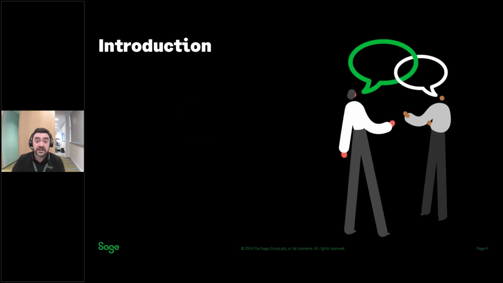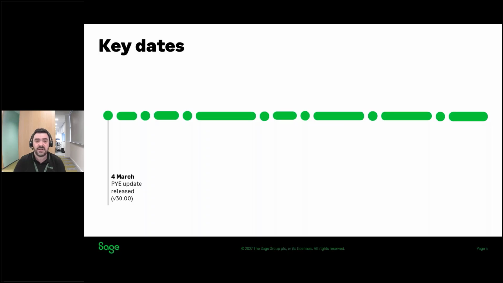So let's get on with our introduction, and I'm going to take you through a timeline of key dates and some deadlines for payroll year end. The first date to be aware of was the 4th of March, and this was when we launched the payroll year end update. It was released as an automatic update and as a download via our help center, and that is now a mandatory update. So if you haven't already installed it, you should be prompted to do so when you access the program.